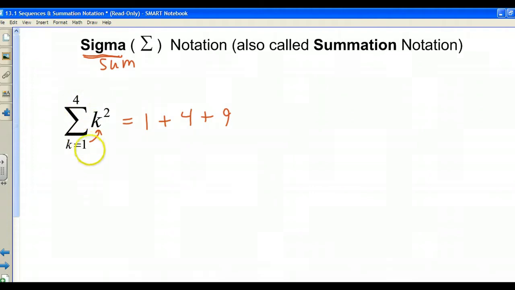And the last number is 4. So it went from 1 to 4. So I knew I had to plug in 4 terms. 1, 2, 3, 4. This kind of just counts from this number up to this number, and it stops. So the last term I'm going to plug in is 4. So 4 squared is 16.